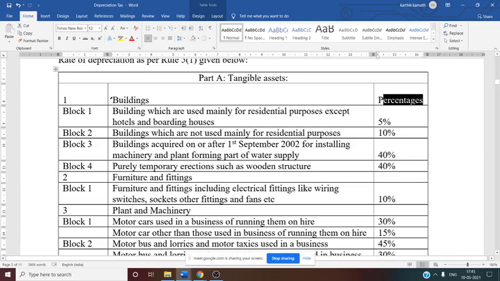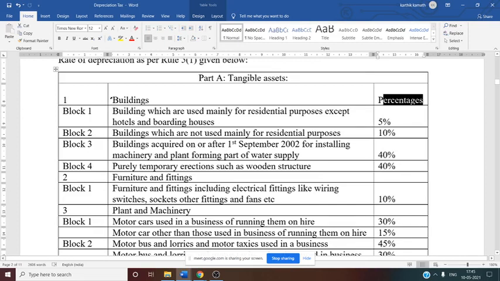is allowed. Next, block 2, that is under building block 2, buildings which are not used mainly for residential purpose. In that case, a 10% depreciation. Residential purpose 5% and non-residential purpose 10%. So you have to remember this table also. Table and a certain rate we have to remember before solving depreciation problem.